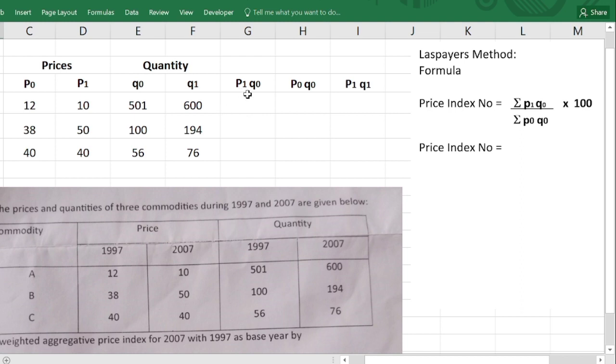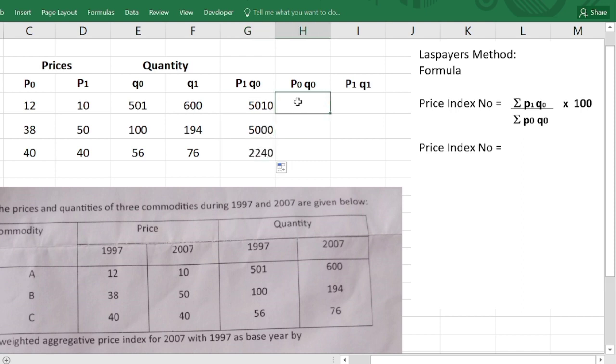How do we generate the P1 Q0 column? It is very simple. Here P1 values are given, so we apply the formula. First of all, we press equal and select the P1 metric. Then we apply the multiply sign, shift 8. You can see P1 metric multiplied with Q0 metric. So we select the Q0 metric, and after that we press enter. So we calculate the P1 Q0 value for the first metric, and after that we drag down and find this column.